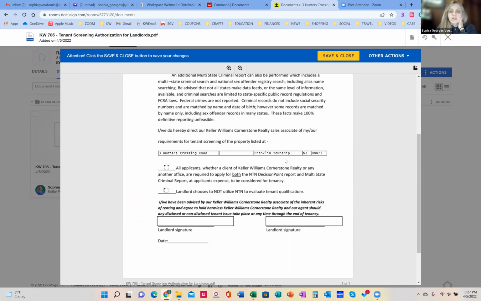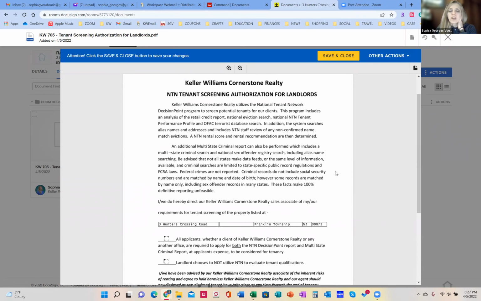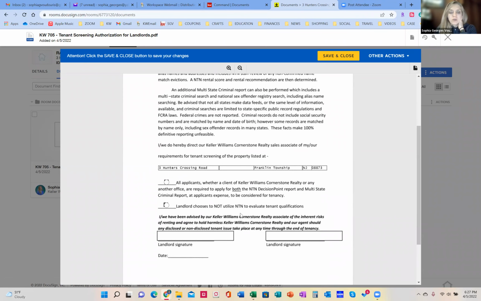So this is the form the landlords fill out giving you authorization. They may say, I don't care. That would be great, right? So they say they do not want to use it. It saves you guys headaches too. I tell the landlords it's totally up to them. Sometimes they just base it off the application, and call it a day, right? Why complicate things, right?